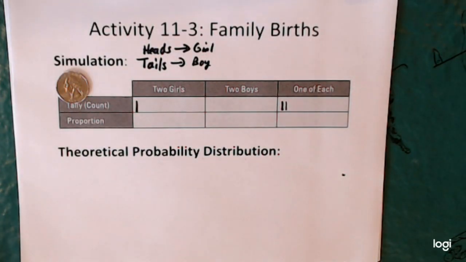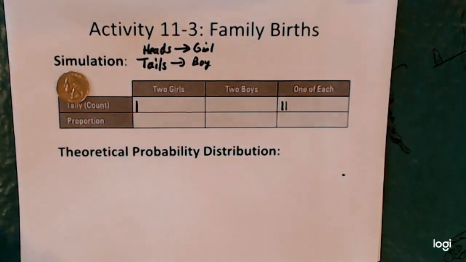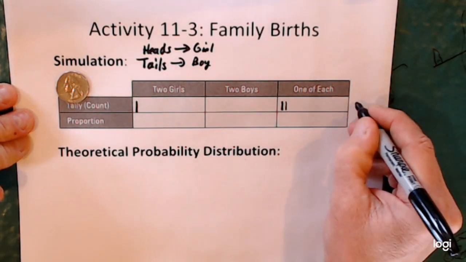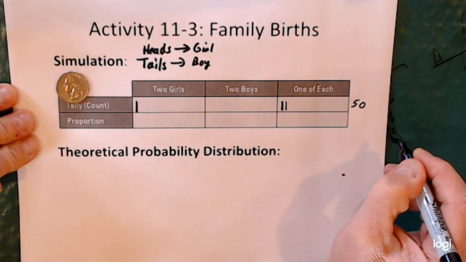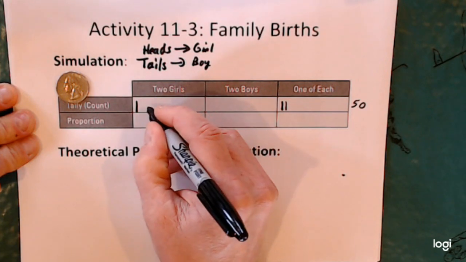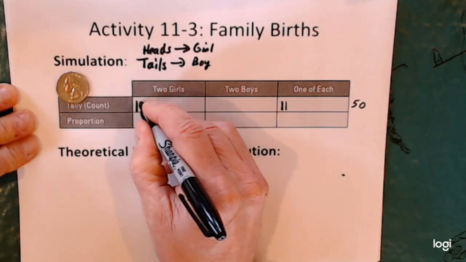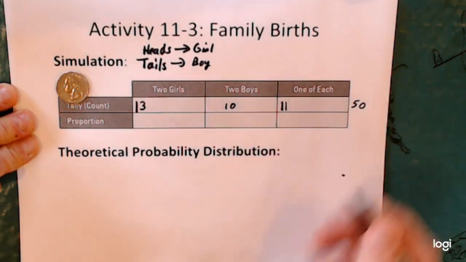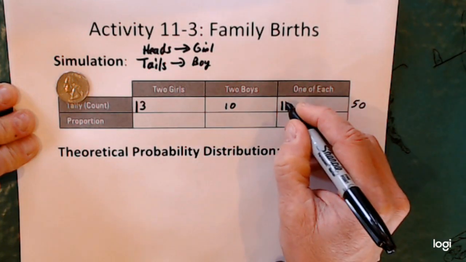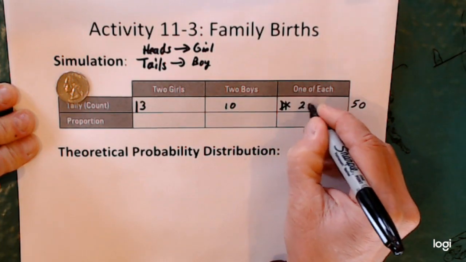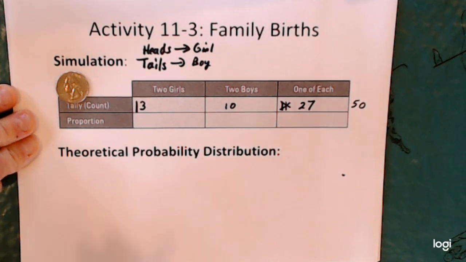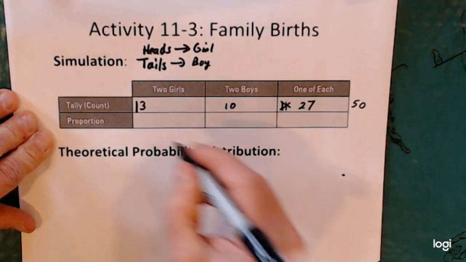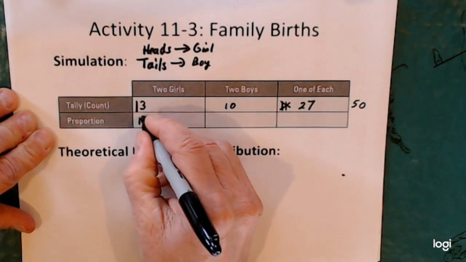Okay, so I'm back. I finished my trials, and when I did it, what I found is that among all my trials, I did 50 trials total, and 13 times I got 2 girls, 10 times I got 2 boys, and then 27 times I got 1 of each. Okay, so then we have our empirical probability, or experimental probability, by calculating the proportions.